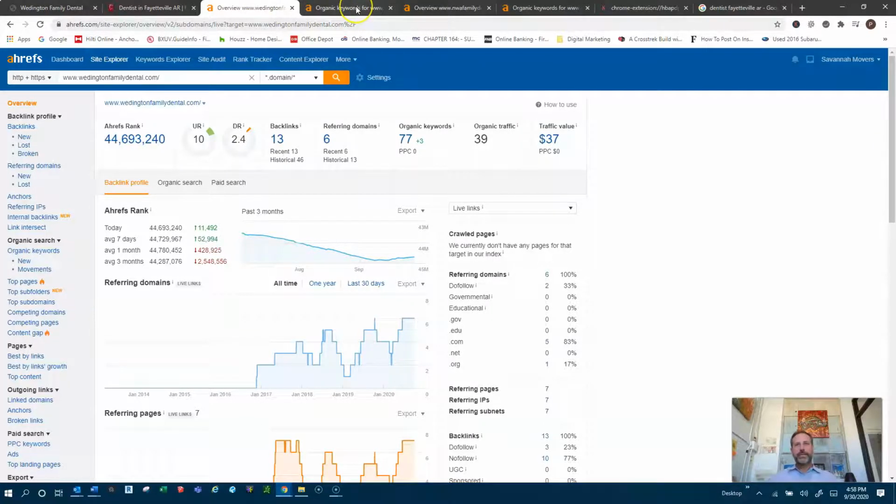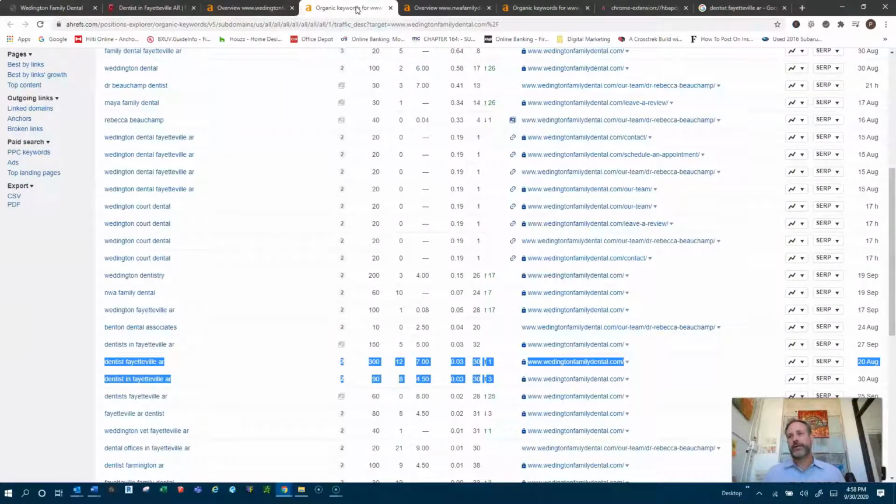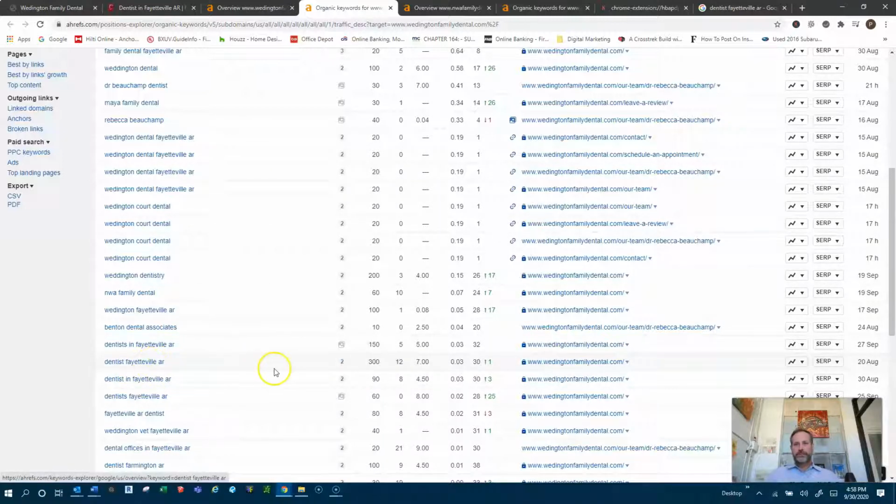Just looking at the keywords that you guys are being found for, you're ranking number 19 in organic for Dentist Fayetteville, Arkansas, which gets searched 300 times a month, and that's a good number. You guys really want to tailor your website to hit that because that's a lot of searches in a month. You're hitting number 30 for that specific term.